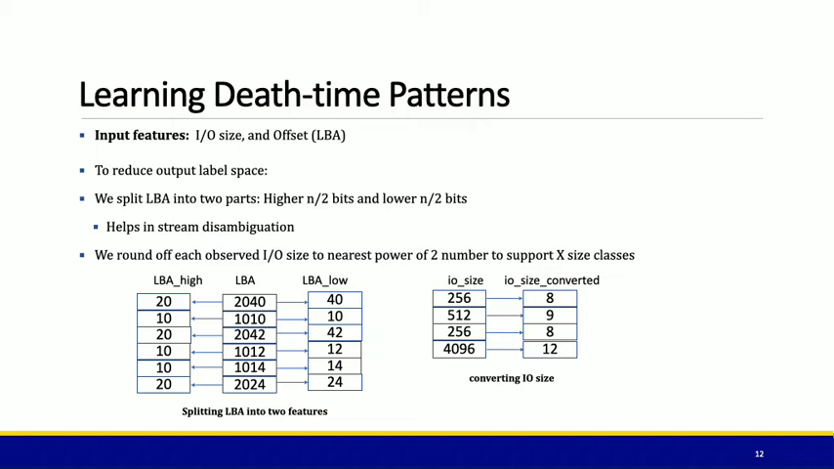In order to reduce the number of possible IO size values, we round off each observed IO size to the nearest possible value of the log of that value and use it as a feature. This reduces the number of possible IO sizes to 16 while still supporting request sizes up to 64 megabytes.